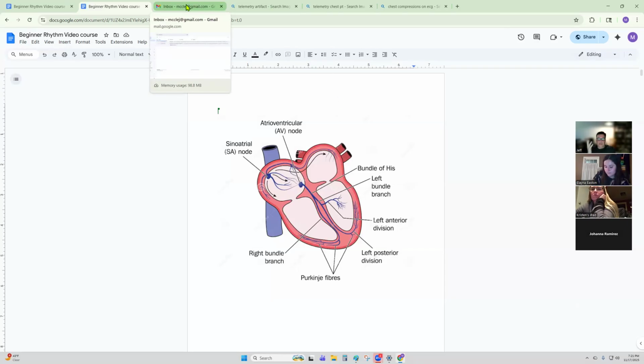And not to talk about this now, then you also have ventricular standstill, where you'll see P waves, but there's no ventricular response. So you'll just see P waves marching out, and then no QRS complexes.